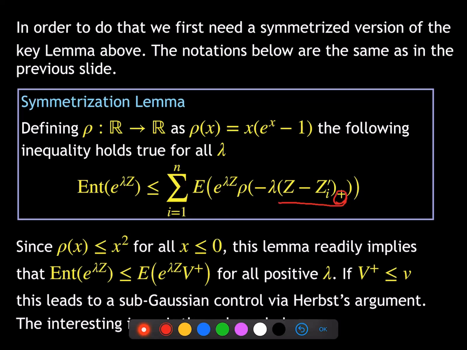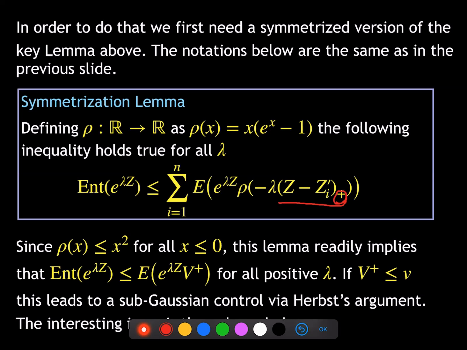So we are always on the gentle side of the function rho, which has the same kind of properties as phi. So the function rho is less than x squared for negative values of x. And you directly derive from the symmetrization lemma that the entropy of lambda Z is less than the expectation of V plus times exponential of lambda Z. So this means that this V plus, in this very, very general situation, plays the role of the norm squared of the gradient in the Gaussian situation, if you remember well.